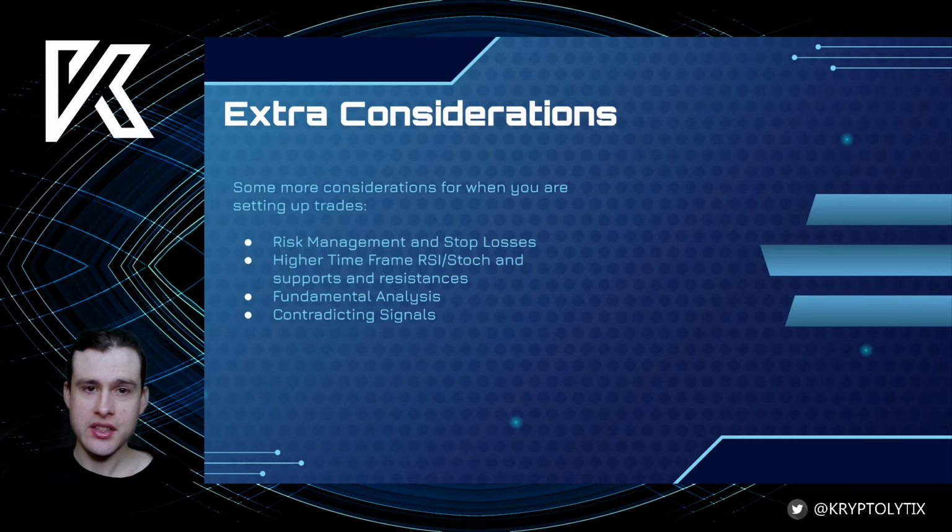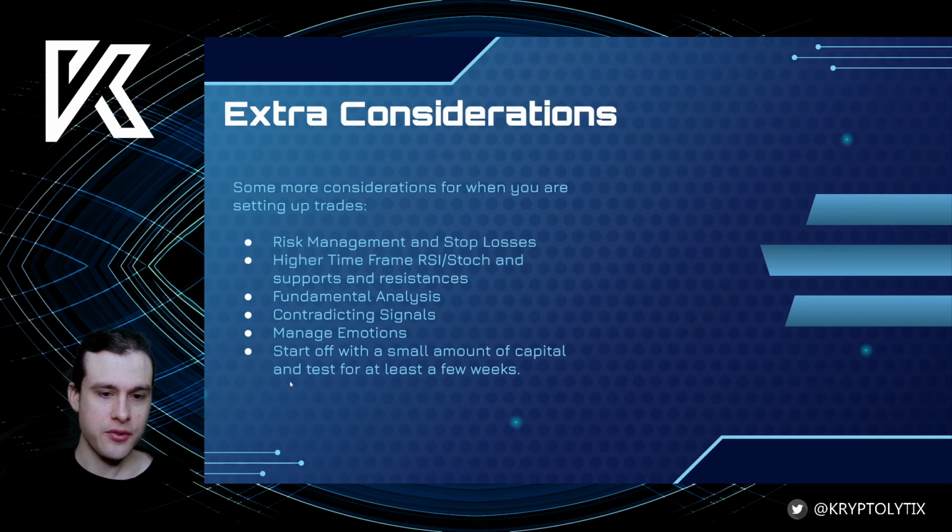And contradicting signals, which I also covered in the video, where if you see a signal and then another signal, the one that is going with the trend takes precedence over the one that is counter trend trading. Managing emotions, well, that's not that easy to talk about in one easy sentence, but that's definitely one. Start off with a small amount of capital and test for at least a few weeks. That's very important. In fact, most strategies you should be testing for at least 100 days, so it's a long time. Stop loss hunts are common, which I also showed in the video.